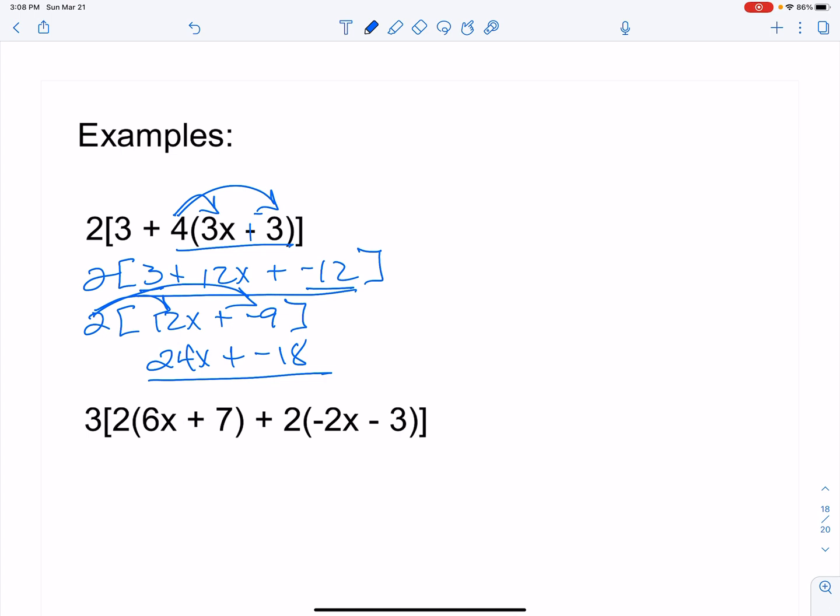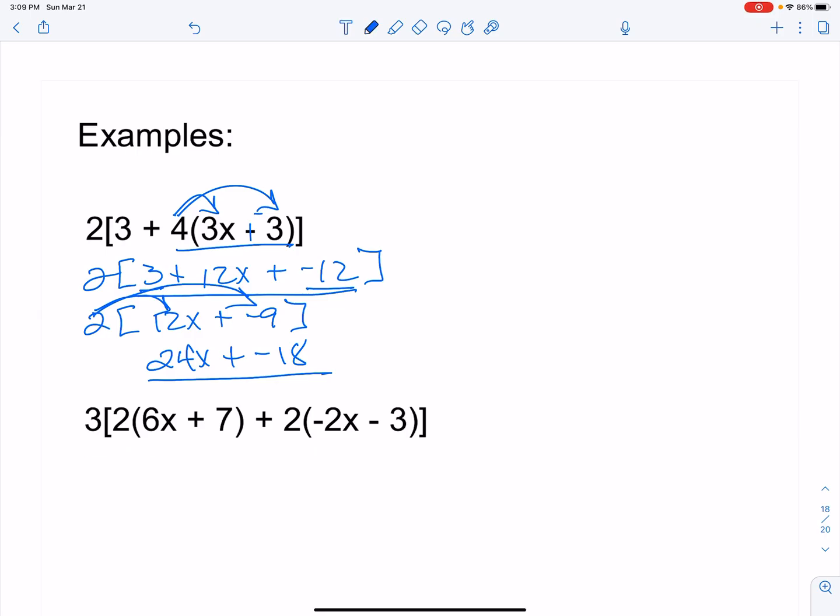Now, what I'd like for you to do, I want you to pause the video, and I want to see if you can answer this last one here by yourself. So pause the video and practice using the distributive property and combining like terms. And I'll give you a few moments to do that, and I'll come back and we'll see if you got the right answer. Okay, so let's see how you did.